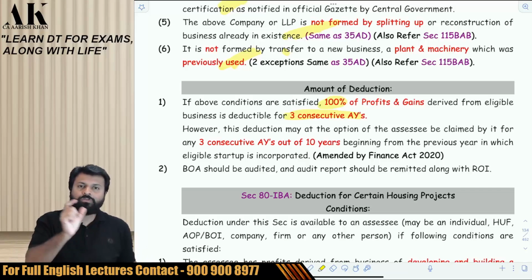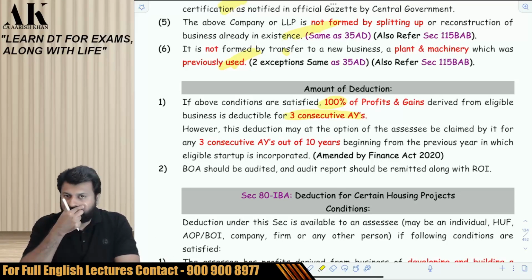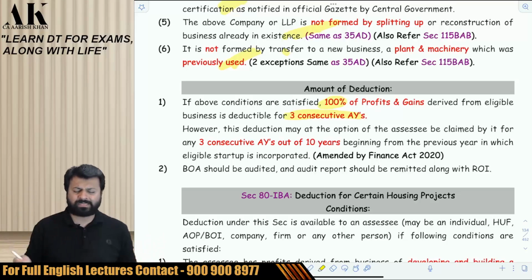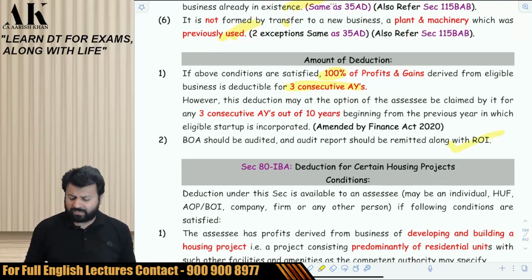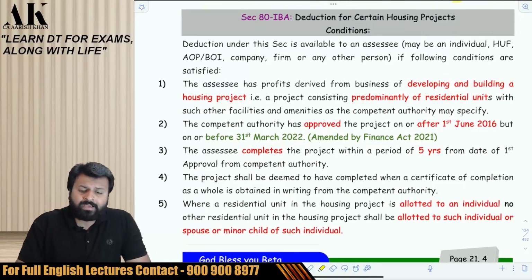It can be 1, 2, 3, 2, 3, 4, 3, 4, 5, 4, 5, 6, 5, 6, 7, 6, 7, 8, 7, 8, 9, 8, 9, 10. Any 3 years block can be selected, for which your profits will be deductible under Chapter 6A. Then certain basic conditions, you are supposed to maintain books of accounts, you are supposed to file ROI, that is return of income. Okay.